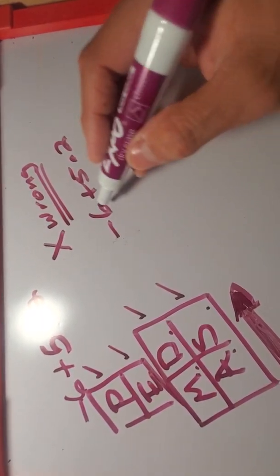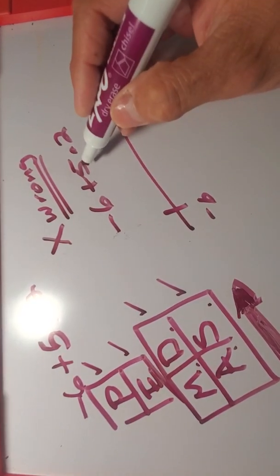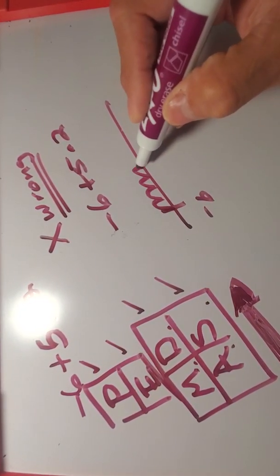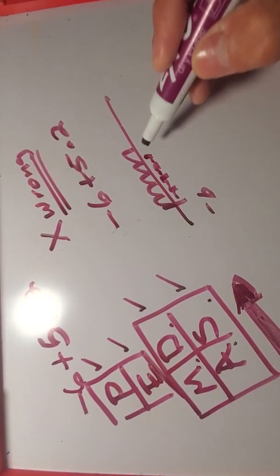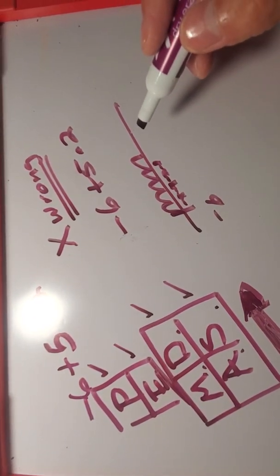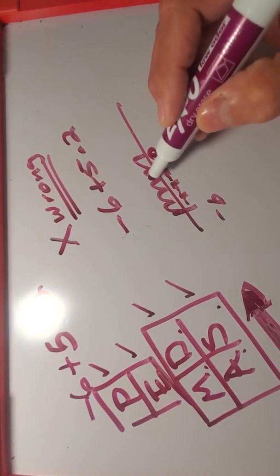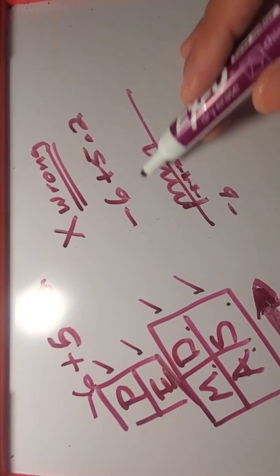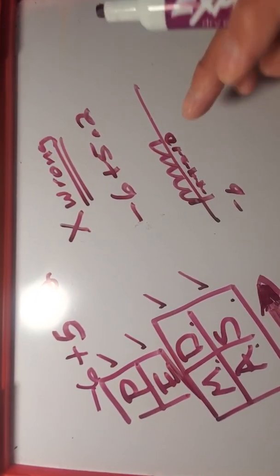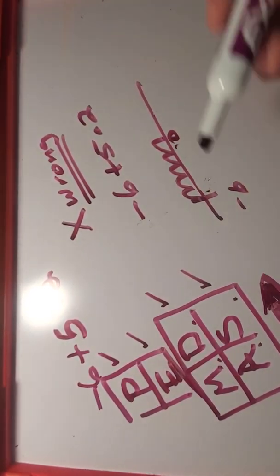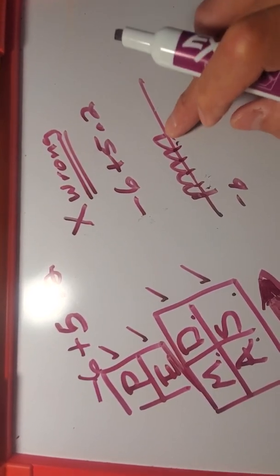-6 plus 5. If I use a number line, I am here at -6, and I am going to add +5. I'm going to go 1, 2, 3, 4, 5. This is -5, -4, -3, -2, and this is -1.